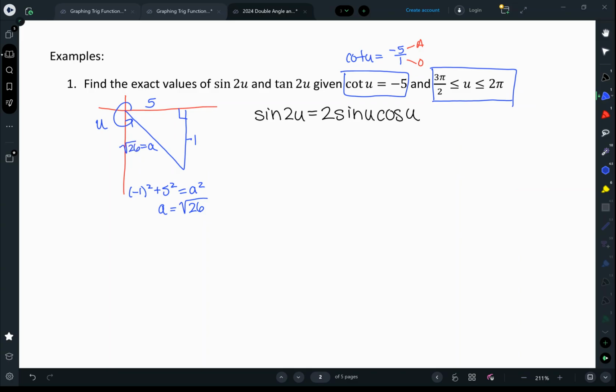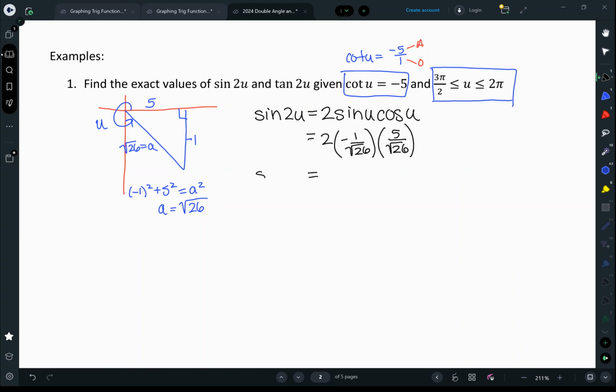And so now I can find the sine and the cosine as needed. So 2 times the sine of u is opposite over hypotenuse. So negative 1 over the square root of 26. And I'll rationalize at the end if I need to. Sometimes it rationalizes within the problem. The cosine is adjacent over hypotenuse, so it's going to be 5 over the square root of 26. And we can see here that this will rationalize itself out.